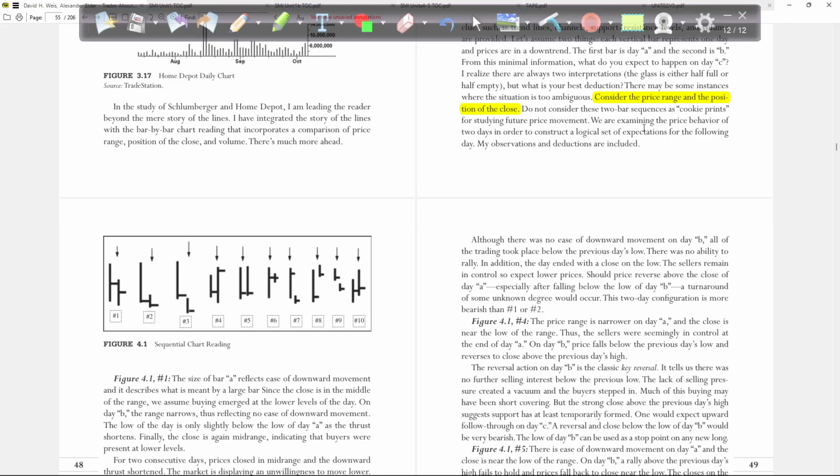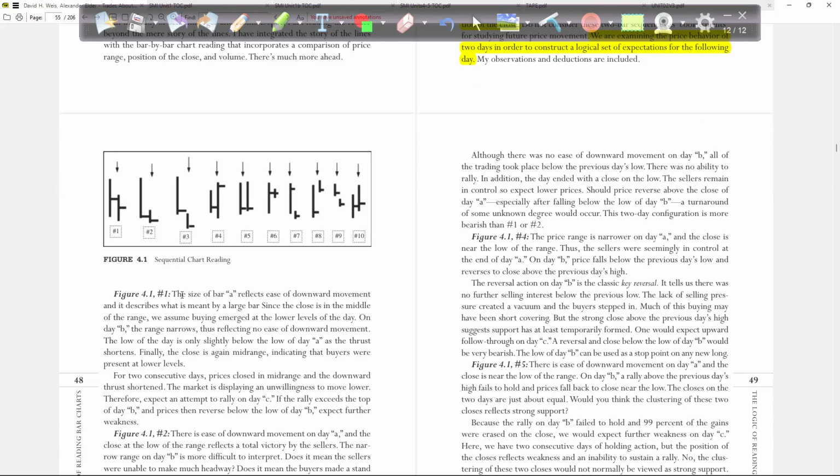For studying future price movement, we are examining the price behavior of two days in order to construct a logical set of expectations for the following day. My observations and deductions are included. So figure 4.1, number 1: the size of bar A reflects ease of downward movement, and it describes what is meant by a large bar, since the close is in the middle of the range.